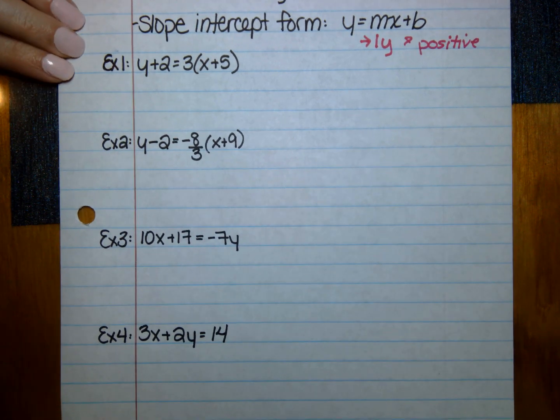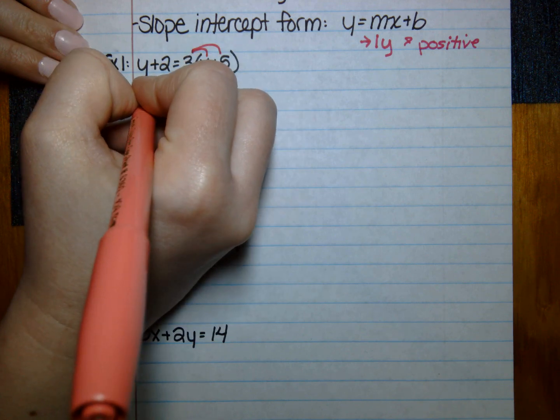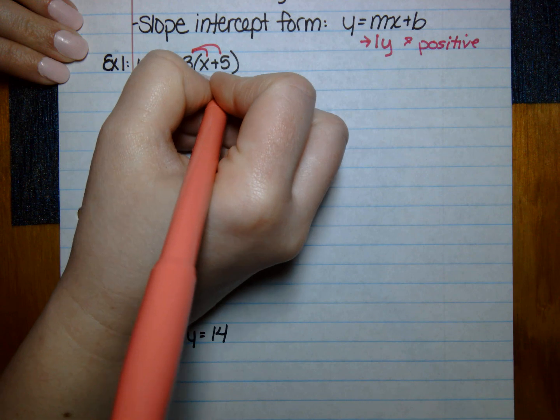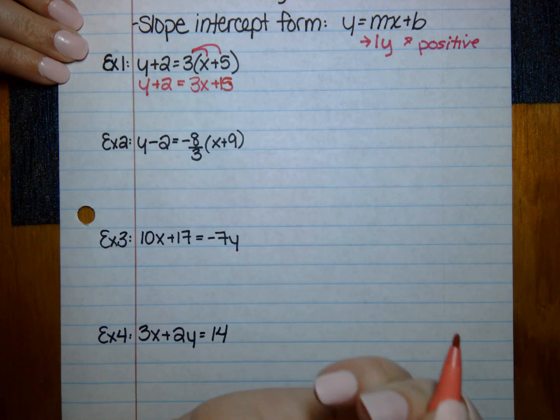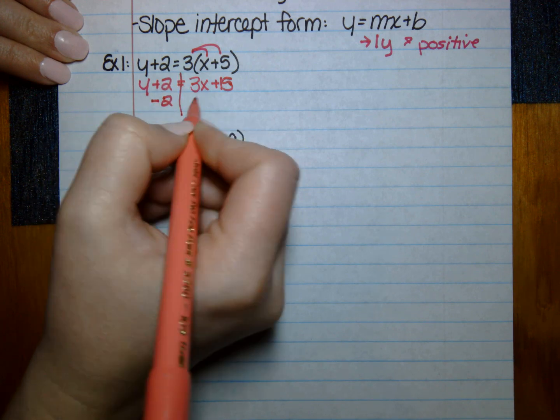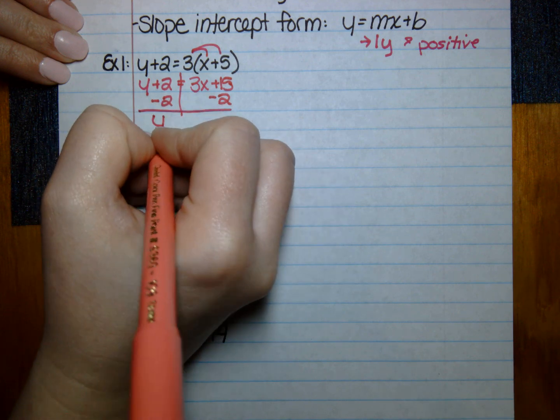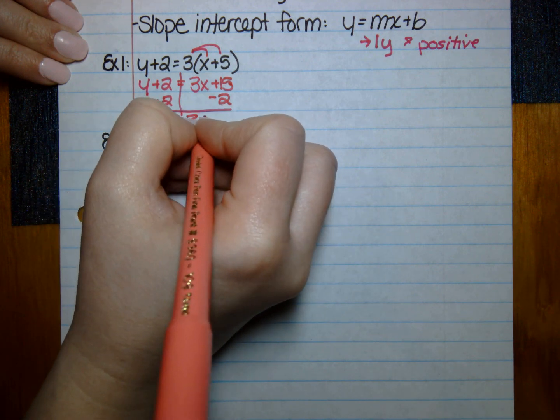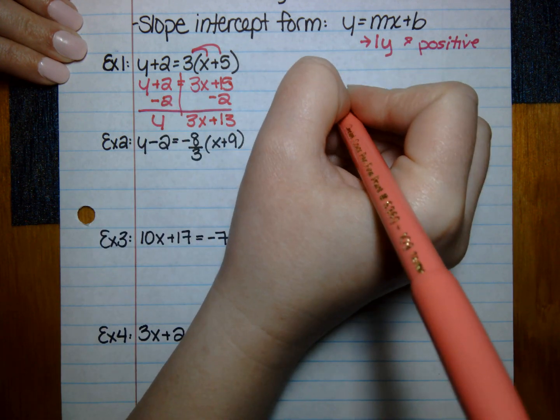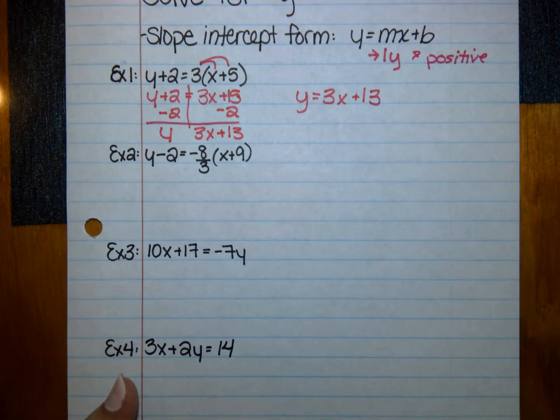So for example 1, the first thing I'm going to do is my distributive property. So I get y plus 2 is equal to 3x plus 15. Now if I need to get y by itself, I need to subtract 2 from both sides. So I'm going to be left with y, and on this side 3x plus 13. So y is equal to 3x plus 13 would be our solution for this example.